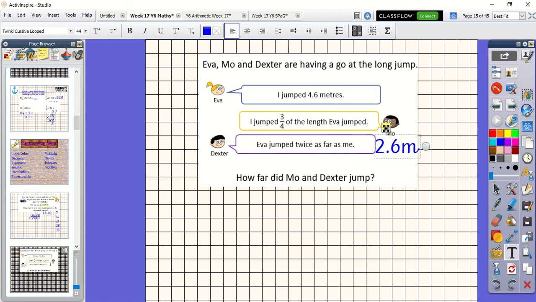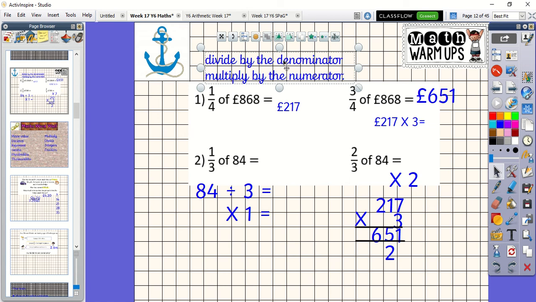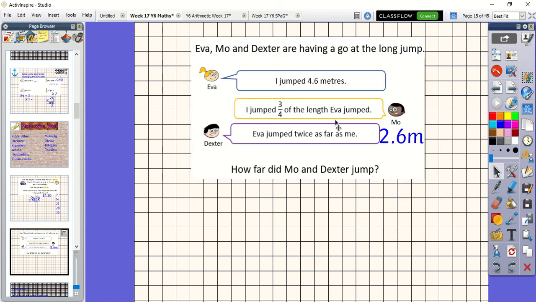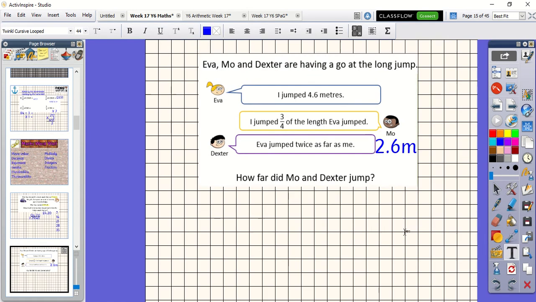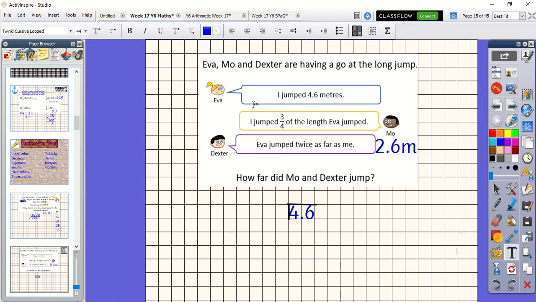Okay, hope that was nice and okay for you to follow. Now Mo, we're going back to finding the fraction of an amount. So remember, we need to divide by the denominator and multiply by the numerator. So we're looking at 4.6 this time. Now it's exactly the same if you have a decimal point. So you do your short division. Just see if I can extend that line. There we go. Okay, and we are dividing by our denominator, which is 4.